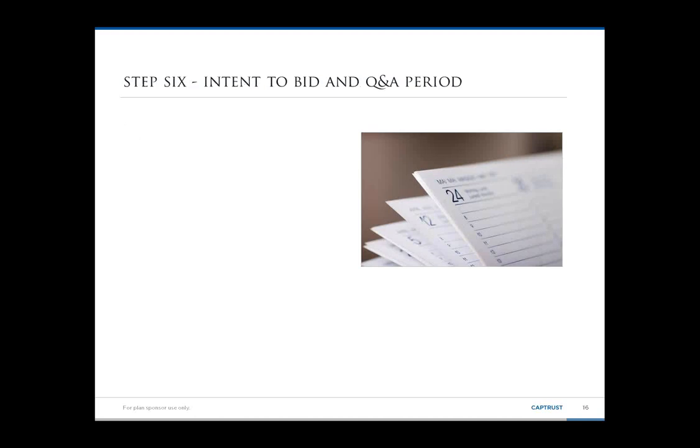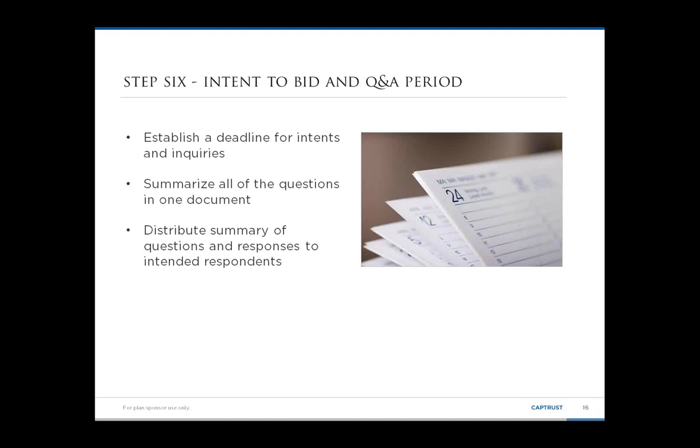The next step will be step 6. So you've sent your RFP out. All respondents have received it. What you want to do is establish a deadline for an intent to bid. You want to have a hard deadline for firms acknowledging that they received it and that they will respond to the RFP. So that way you can get a good number to focus on for people that are wanting to be involved in this process.